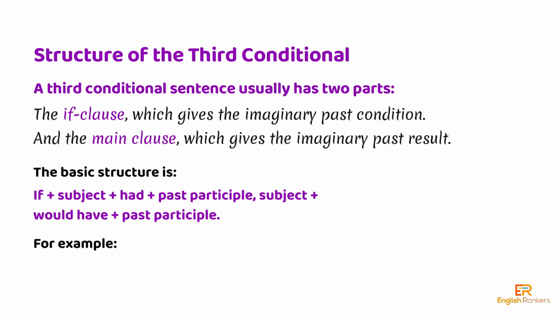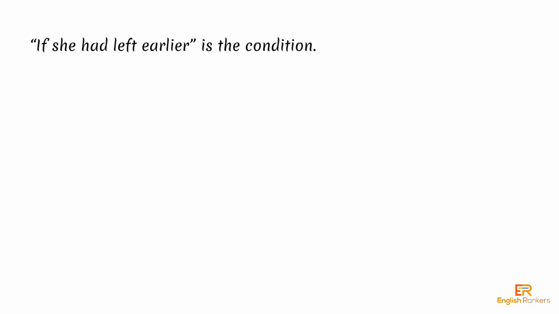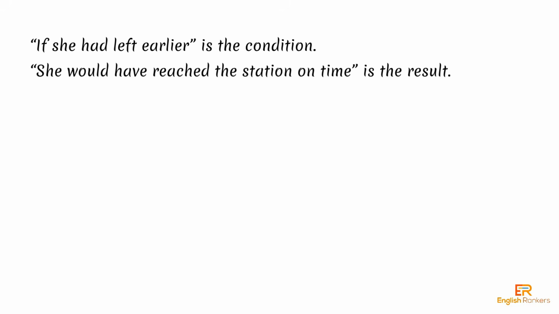For example, if she had left earlier, she would have reached the station on time. Let us divide the sentence into two parts. If she had left earlier is the condition. She would have reached the station on time is the result. The condition did not happen. She did not leave early. The result did not happen either. She did not reach the station on time.